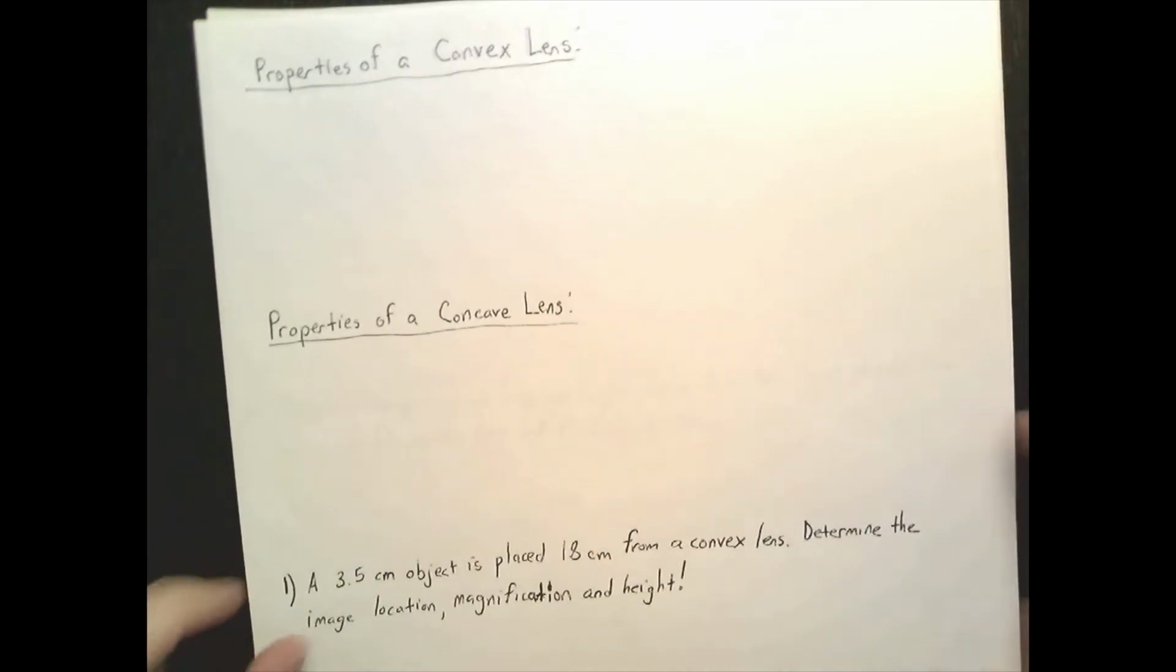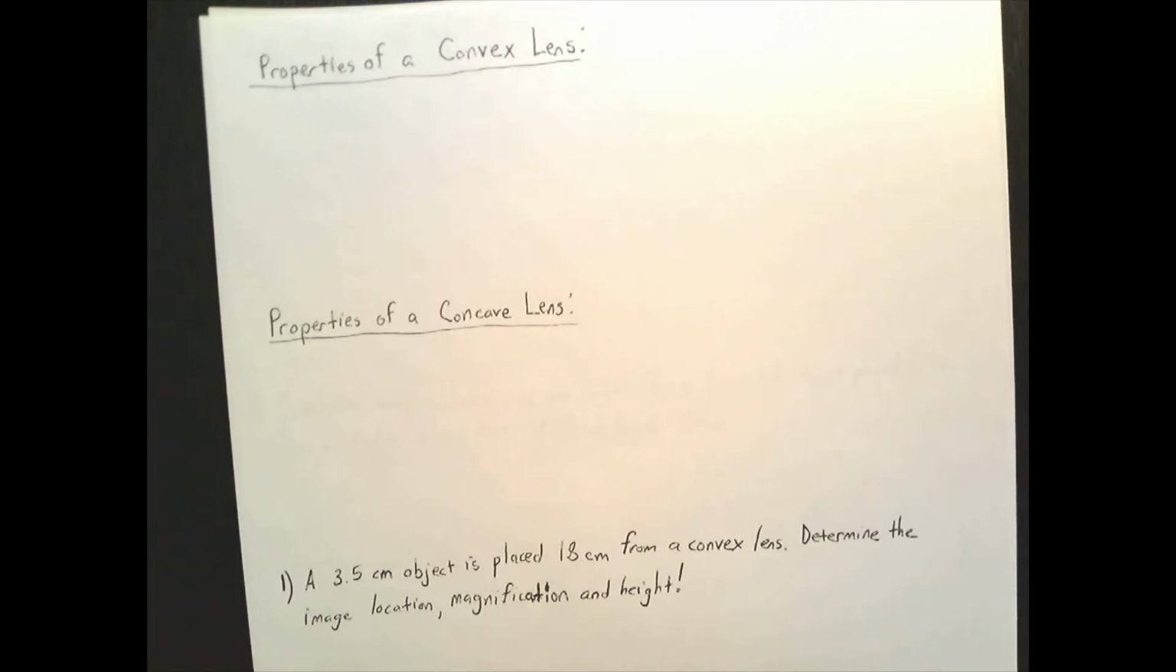So the first problem here asks us to look at the properties of both a convex and a concave lens. We're just going to step through those little by little to look at how these lenses work and what kind of images they form.